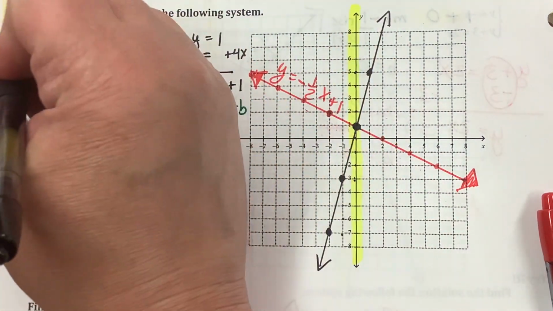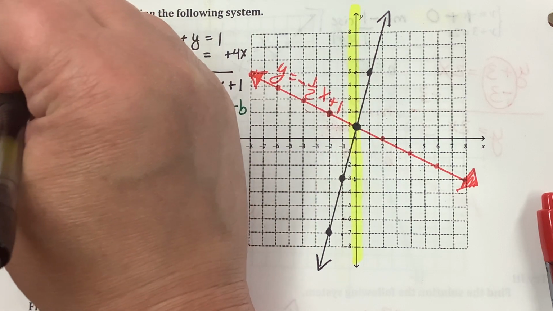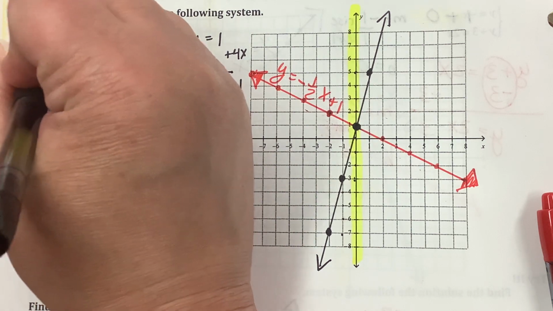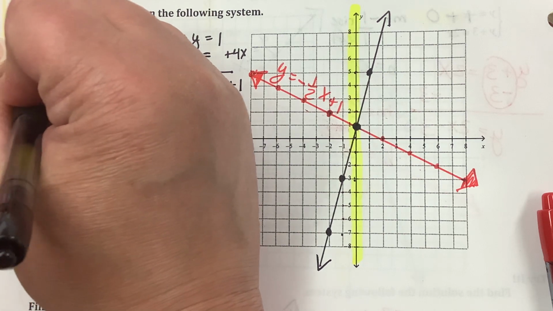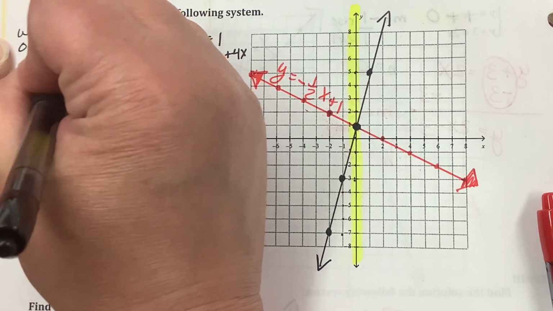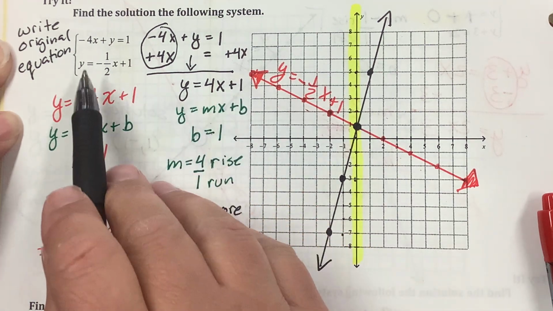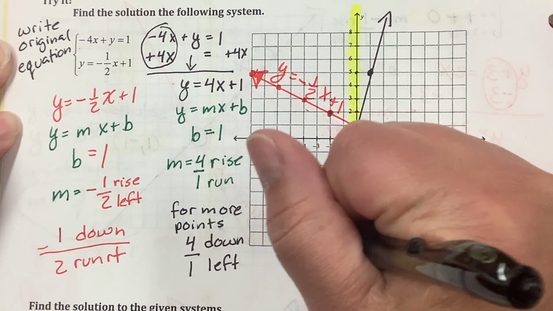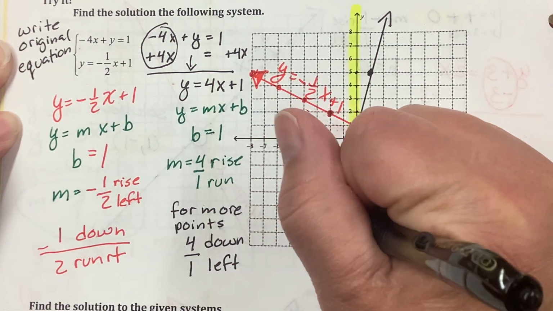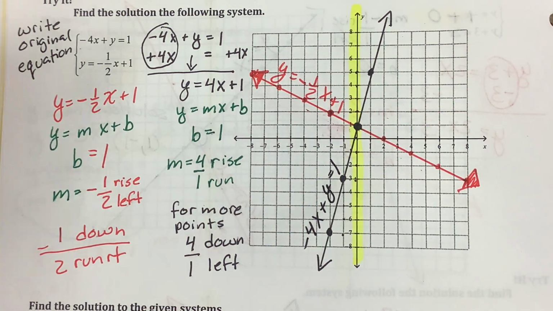You have to write the original equations. So I can't write this one that I wrote, which has positive 4x plus 1. I have to go back and I have to write this one, negative 4x plus y equals 1. I have to write that. Why? I don't know, because that's the rules.